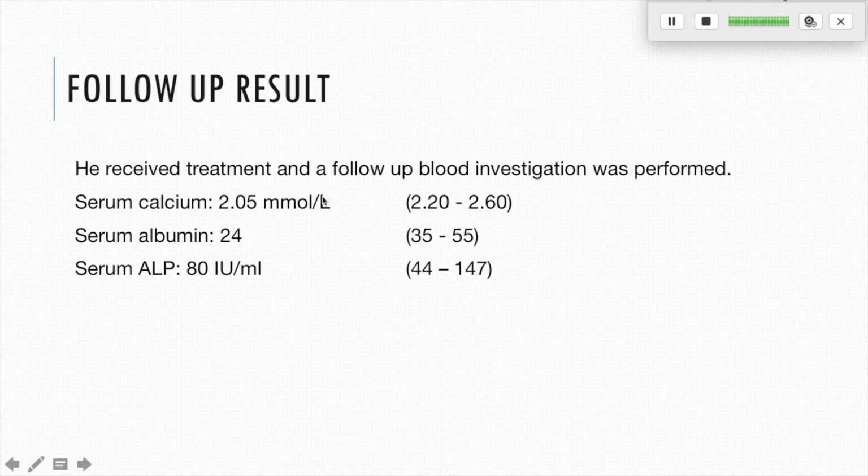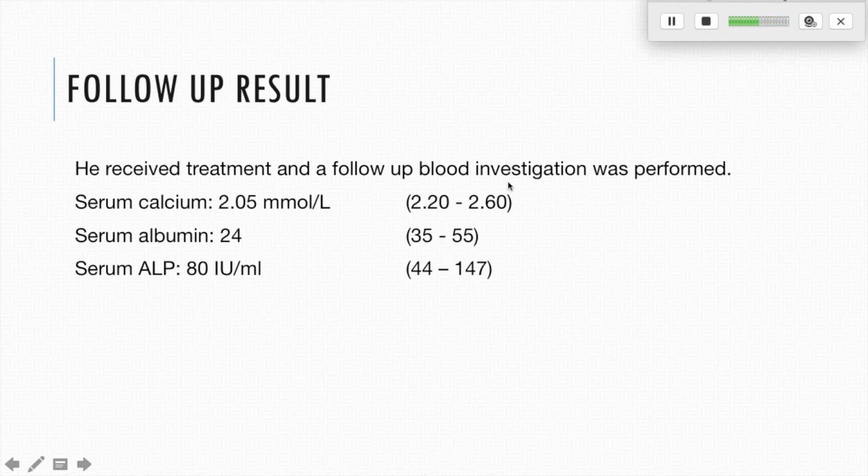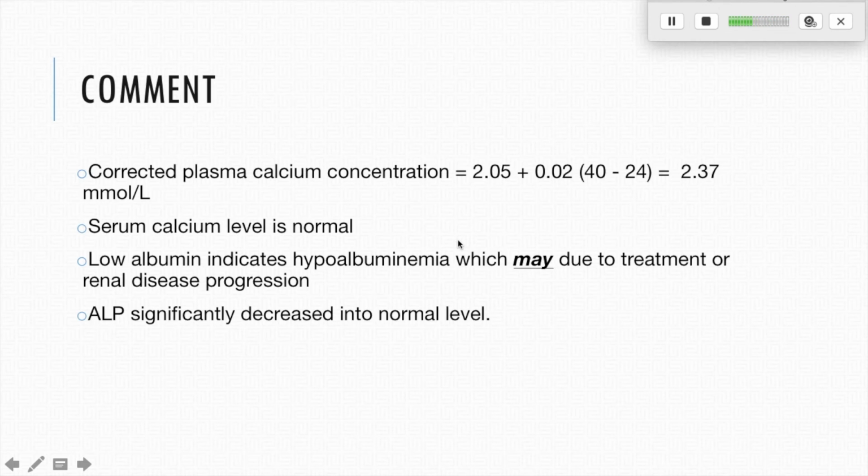So as the follow-up result, he received treatment and a follow-up blood investigation was performed. Serum calcium was 2.05, serum albumin was 24, serum ALP was 80. So we managed to find the corrected plasma calcium concentration, which is 3.37 millimole per liter, which falls under the normal range. And for the albumin, it was 24, but the reference range shows hypoalbuminemia, or a decrease in the albumin. And we speculate that this may be due to the treatment or the renal disease progression itself.